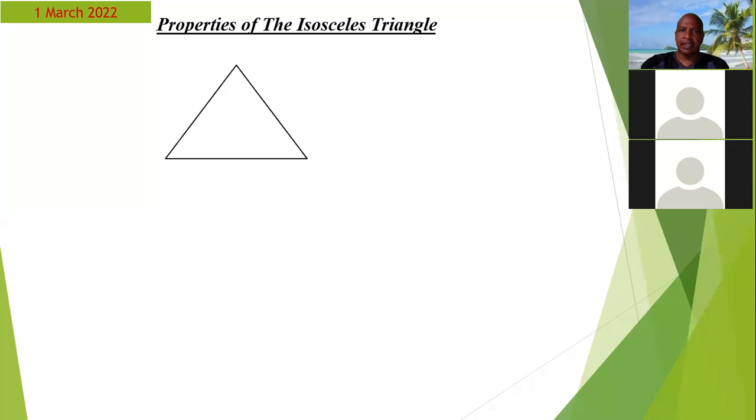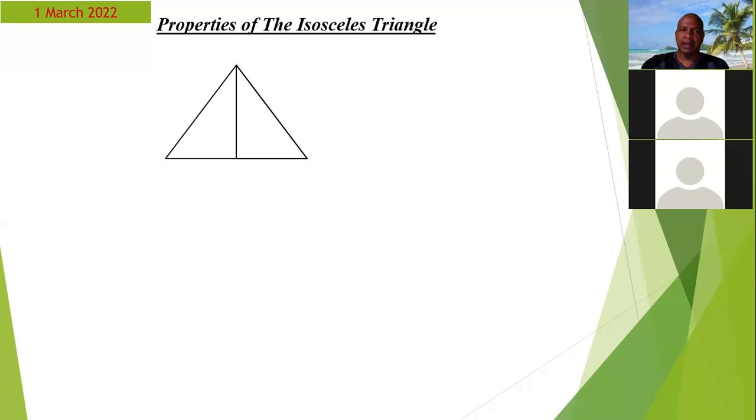All right, so the two equal sides will be meeting at the top of the triangle. And the angle that they form at the top is referred to as the apex angle. And the angles at the base on either side of the triangle, we call those the base angles.